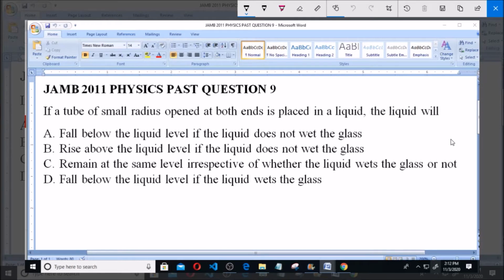If a tube of small radius opened at both ends is placed in a liquid, the liquid will: A. Fall below the liquid level if the liquid does not wet the glass. B. Rise above the liquid level if the liquid does not wet the glass. C. Remain at the same level irrespective of whether the liquid wets the glass or not. D. Fall below the liquid level if the liquid wets the glass.